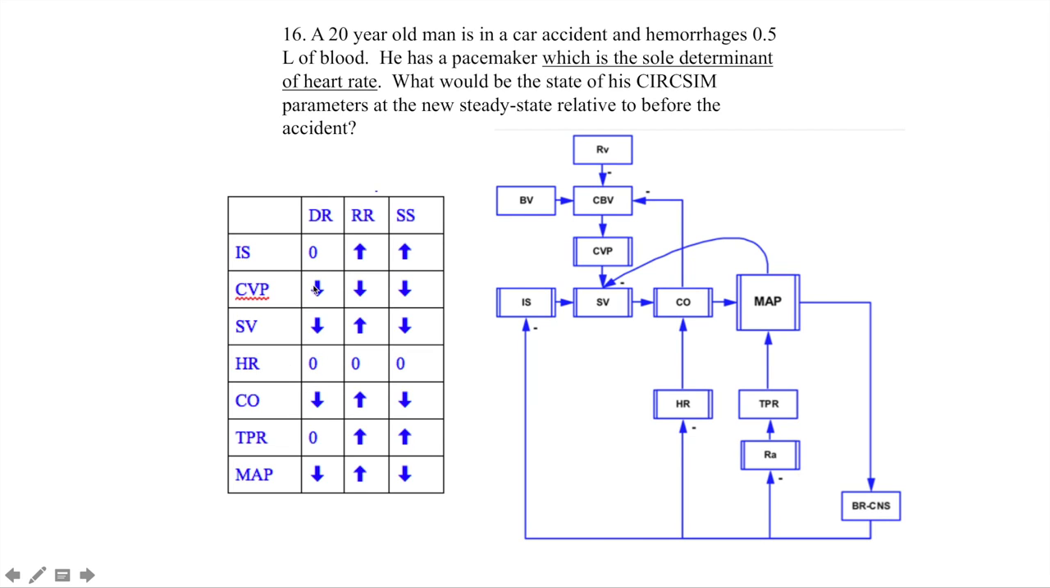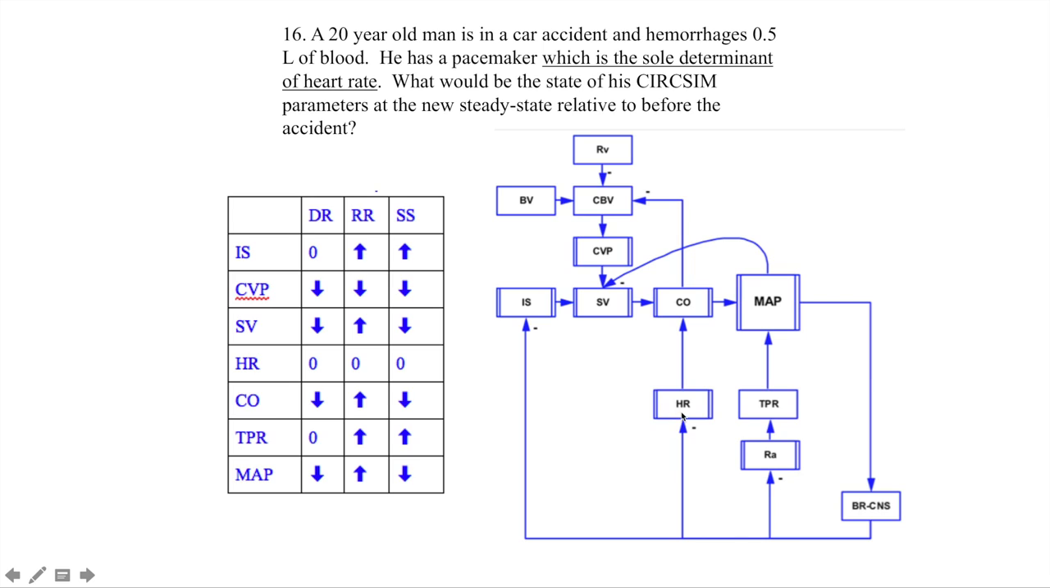So I decrease blood volume, I decrease central venous pressure, I decrease stroke volume, decrease cardiac output, decrease MAP, no change in TPR or heart rate or inotropic state or contractility in the direct response. So that's really not different than normal. What's different is in the reflex response, we have decreased mean arterial pressure, decreased impulses to the brain, increased total peripheral resistance, increased MAP. Everything's the same up till then.